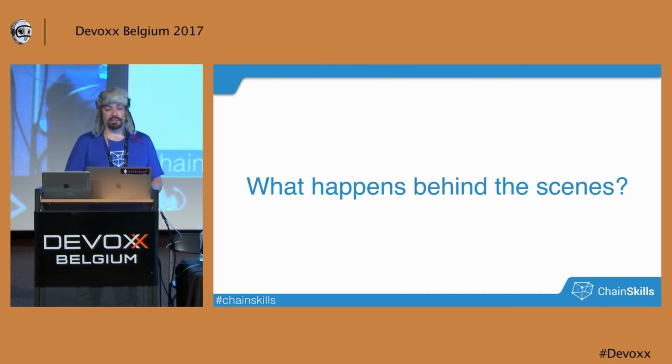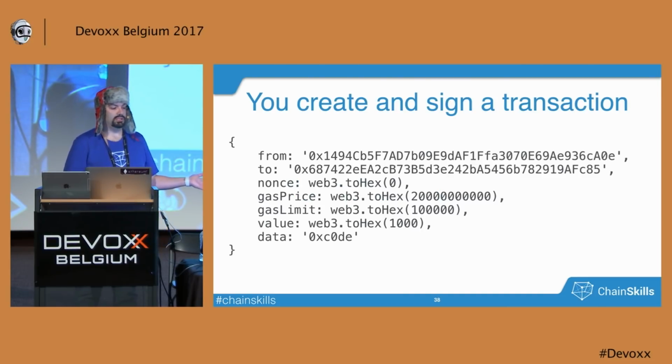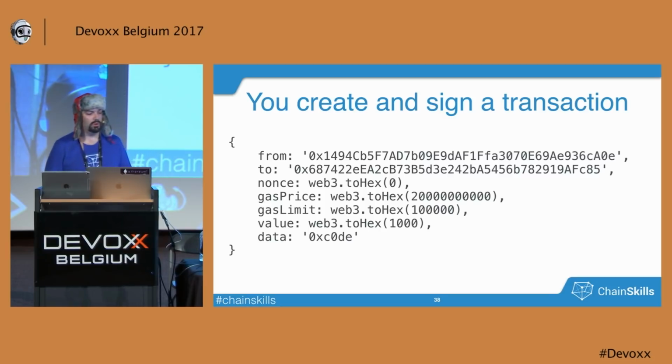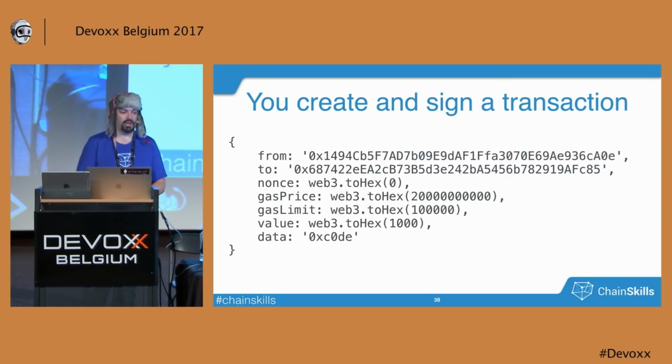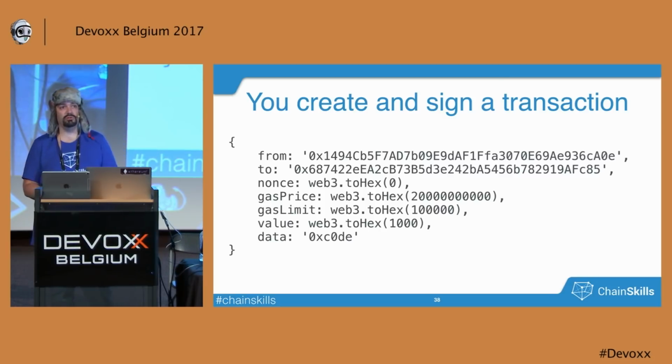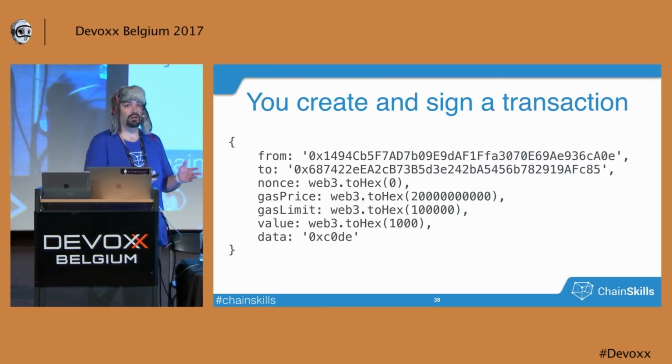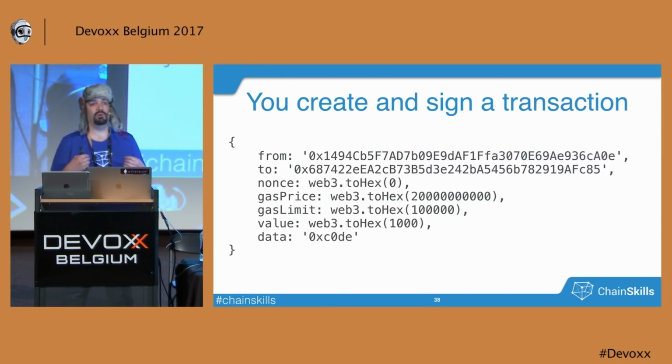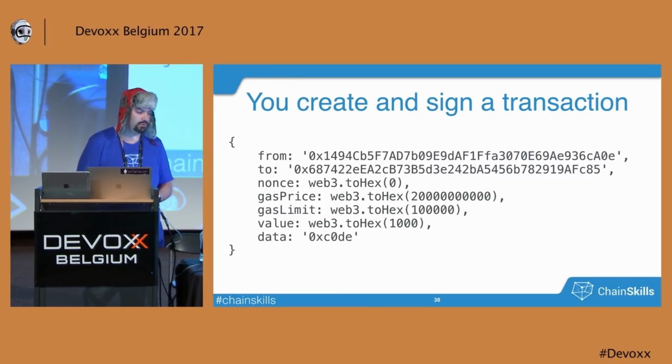So what happens behind the scenes? This is a typical example of a transaction. So you send a transaction from an account. You send it to another account, which can be either another human account, if I want to transfer money, or, in this case, a contract account. The nonce is just a way to avoid replay attacks. So it's a kind of a counter, if you want.